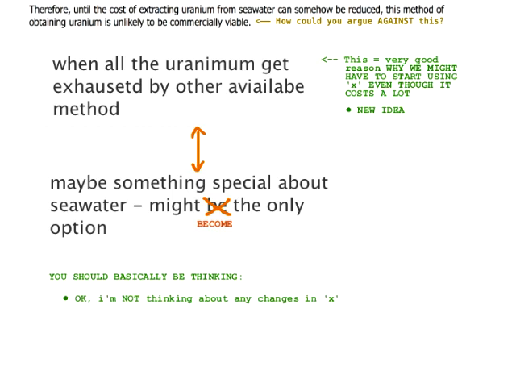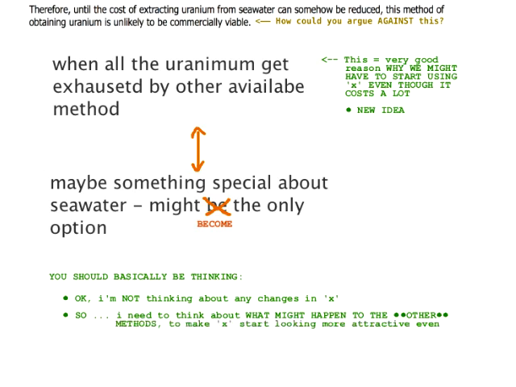So I need to think about what might happen to the other methods, to make X start looking more attractive even though X has not changed. There you go. This is basically what you need to be thinking in some way, shape, or form. And notice that you can totally come up with this without even reading the passage. You can totally do it.